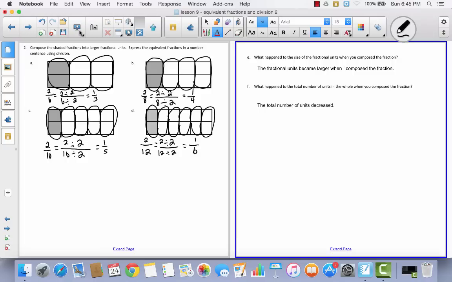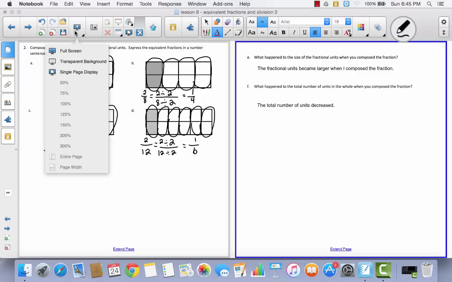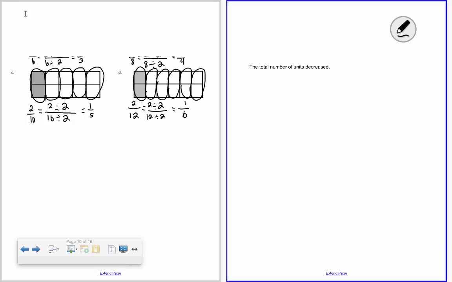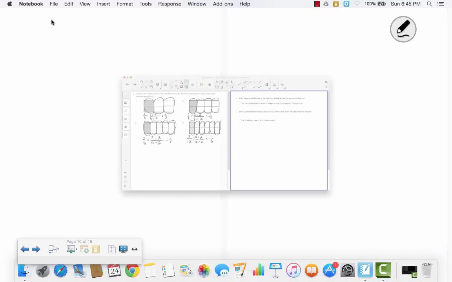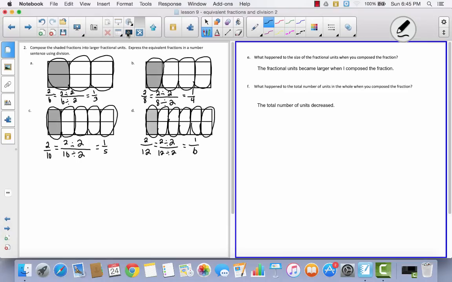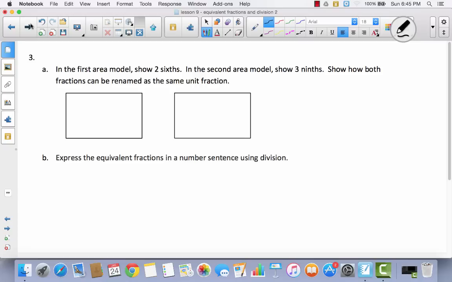All right, let's go back to full screen here. Oops, I didn't want to go that full screen. Let's try this again. How about single page? Okay. All right, let's keep going.